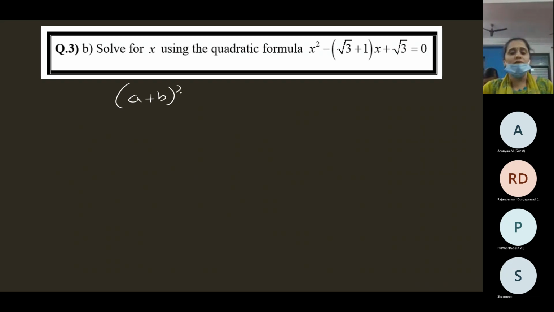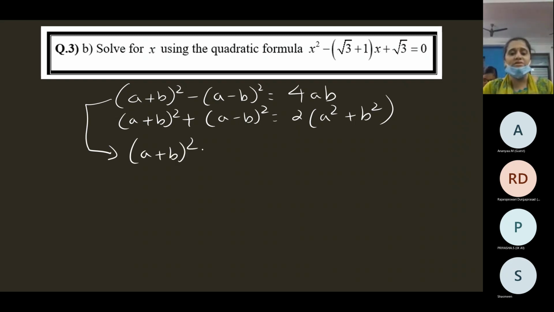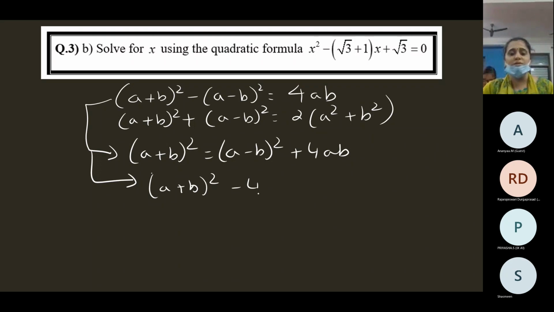a plus b the whole square minus a minus b the whole square is equal to 4ab. Then a plus b the whole square plus a minus b the whole square is equal to 2 of a square plus b square. So from the first one, we get a plus b the whole square is equal to a minus b the whole square plus 4ab. Or you also get from the first one, a plus b the whole square minus 4ab is equal to a minus b the whole square.